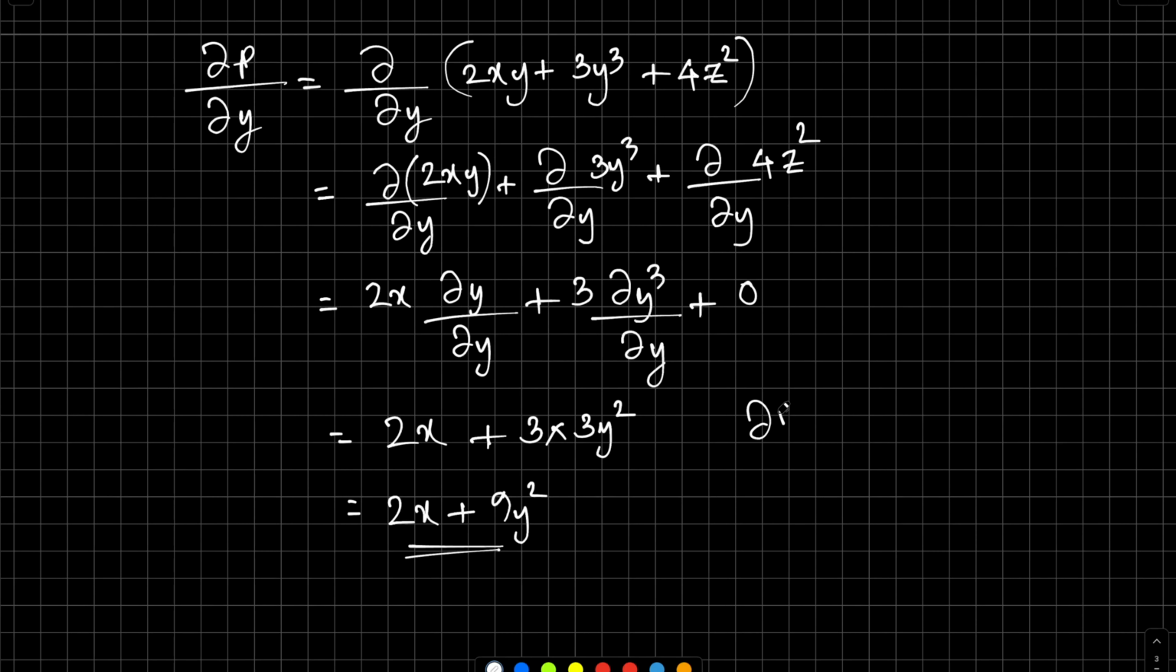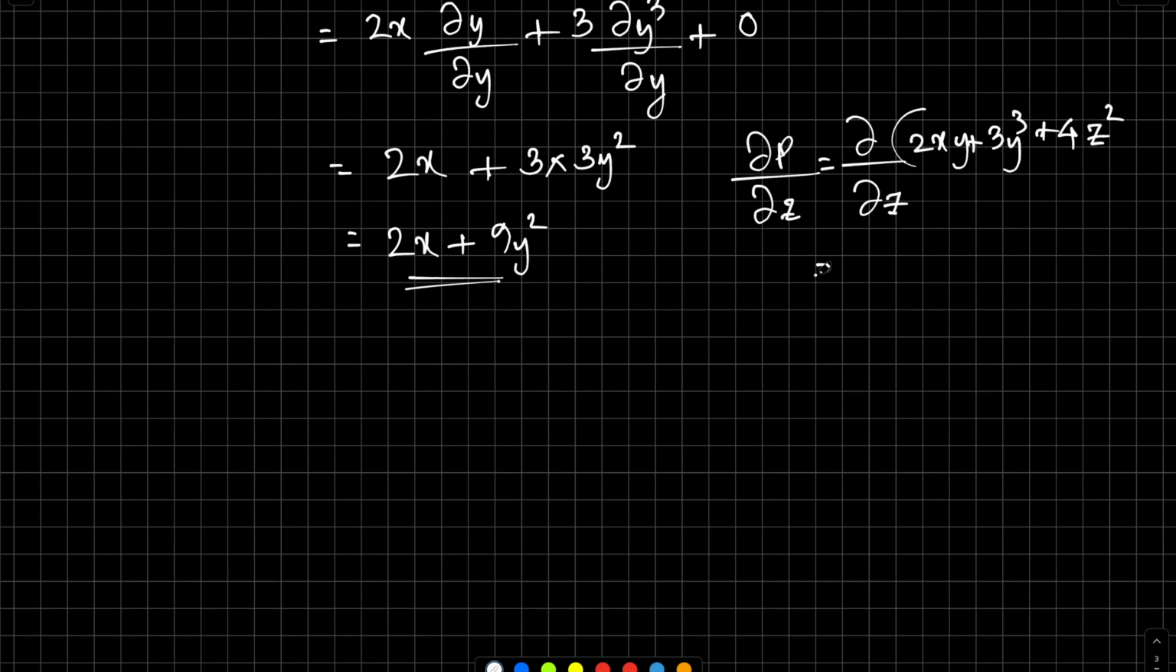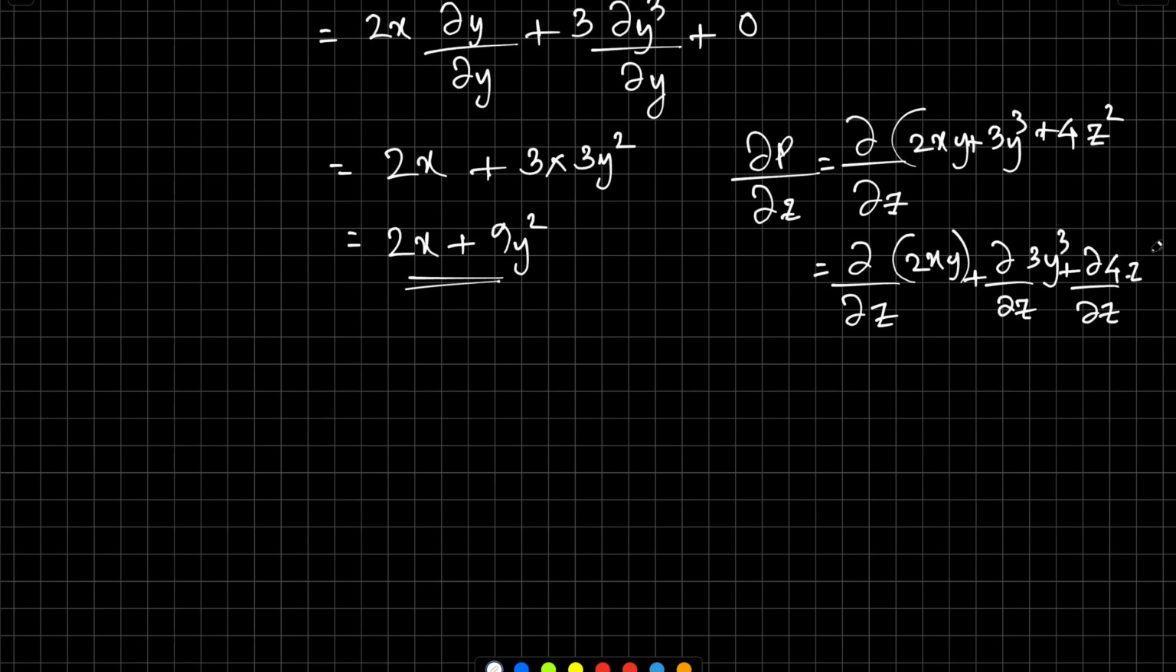Now let's find the final partial derivative, ∂P/∂z. ∂/∂z of 2xy plus 3y³ plus 4z². So ∂/∂z of 2xy plus ∂/∂z of 3y³ plus ∂/∂z of 4z².